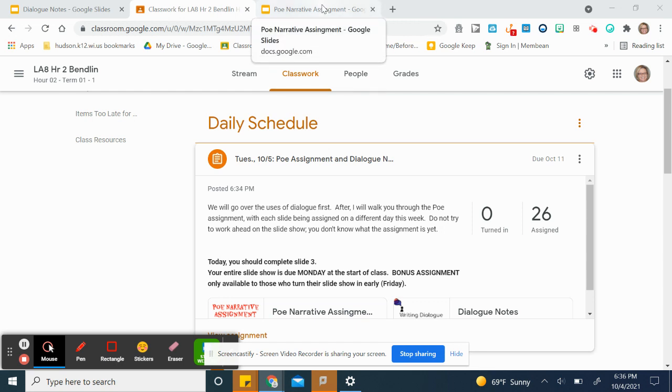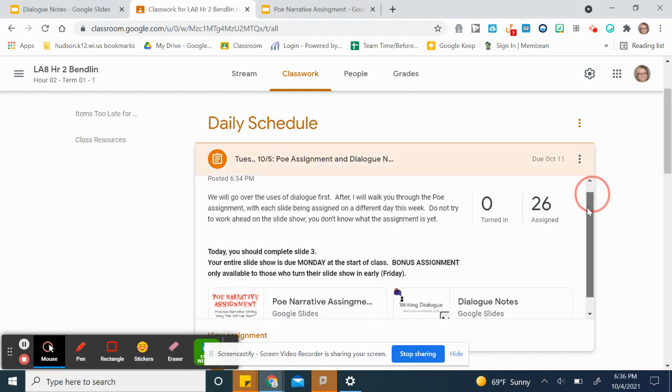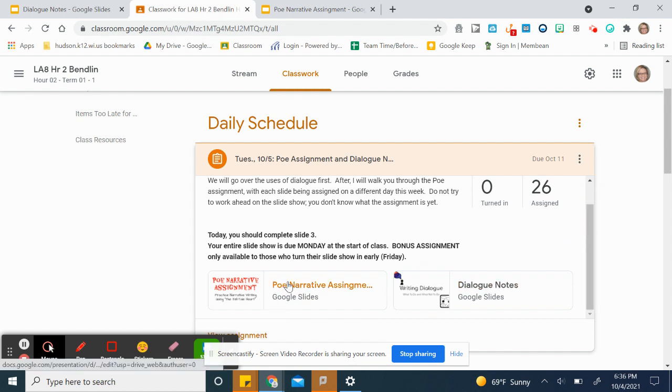All right, so for this week's assignment, you're going to be working on different aspects of narrative writing. And as you work on these different aspects, you're going to have a different little piece of this assignment to complete. So if you look at Google Classroom, go to the classwork tab to today's assignment where it says Poe assignment and dialogue notes, and you scroll down, you're going to see there's a Poe narrative assignment, and you're going to see that there are dialogue notes.